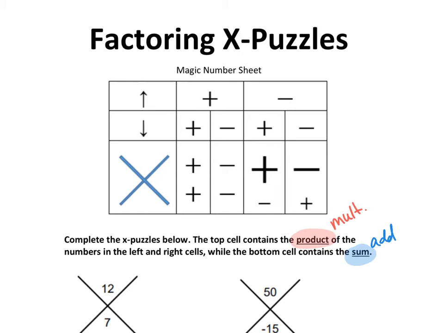Now, a lot of times we're okay at finding the numbers, but picking the signs of these numbers is a little difficult, which is why we've come up with what we call the magic number sheet.